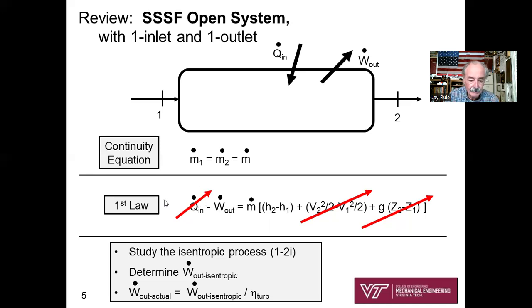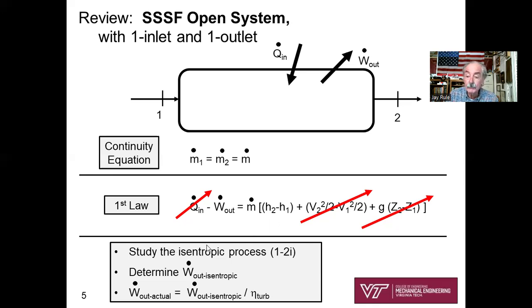So our first law: Q dot in, that's 0, insulated, minus W dot out, that's what we're seeking to find, equals m dot times h2 minus h1. We see a path forward for getting that. We're going to need those. For this analysis, we're going to say kinetic energy change is negligible between state 1 and state 2, and certainly potential energy change of the air from state 1 to state 2 is 0.